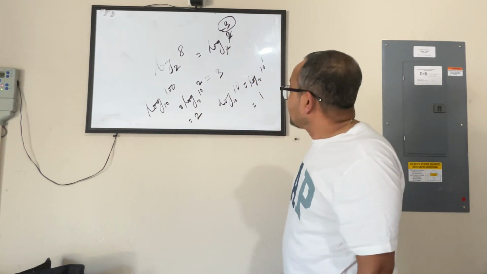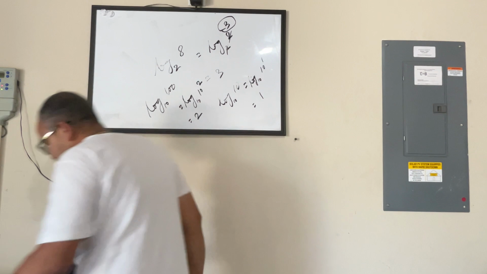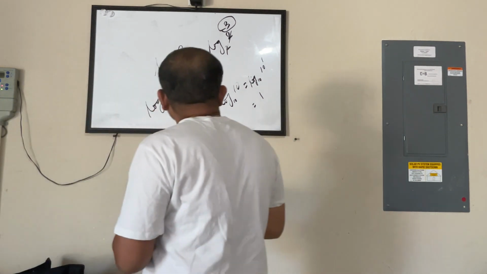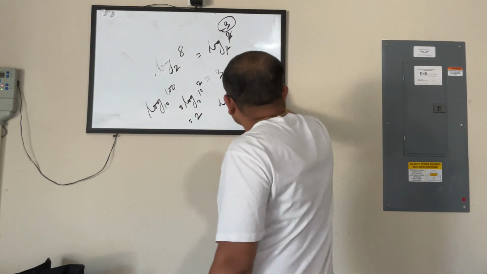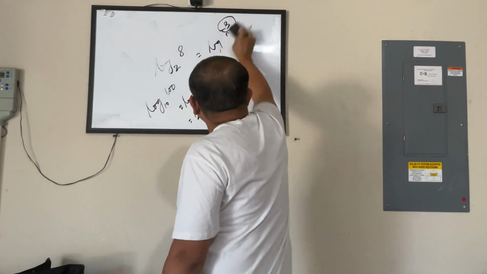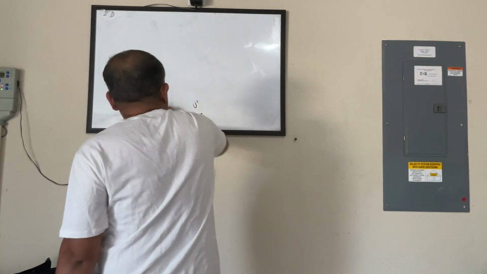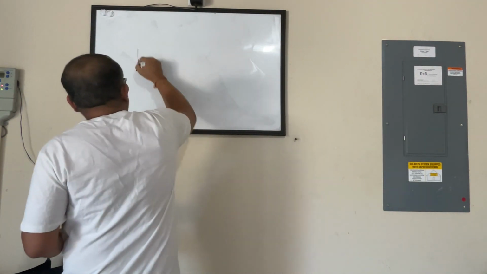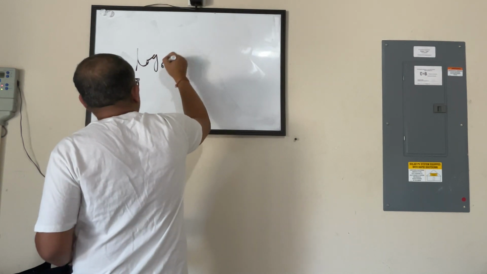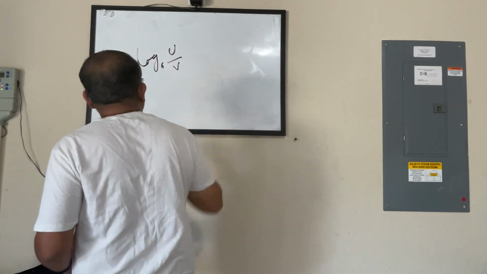So now if you look at what we were trying to do, the first one was log of u by v.